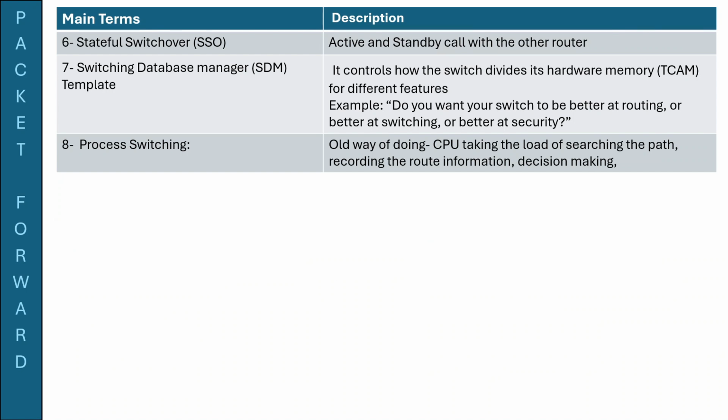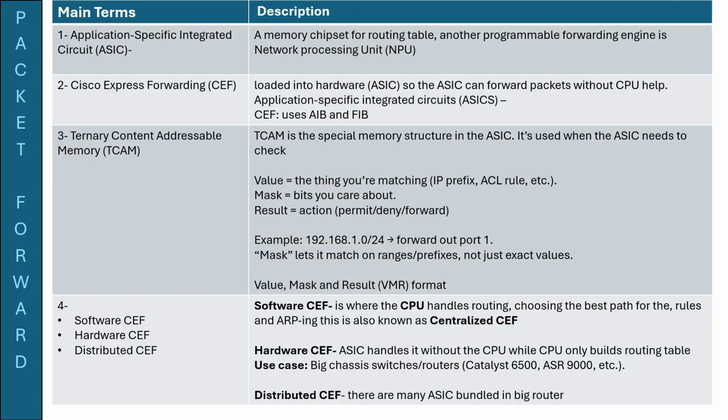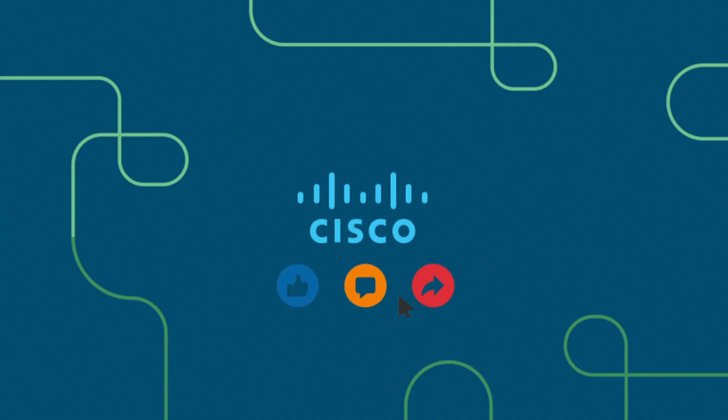We can see that there are other terms that describe what the active and standby protocols are, and SDM and process switching. Only process switching is the part that talks about, hey, this is my history. Now we are going through this part. This is the modern solution for routing and switching. And this is the summary for this chapter from the CCNP chapters.